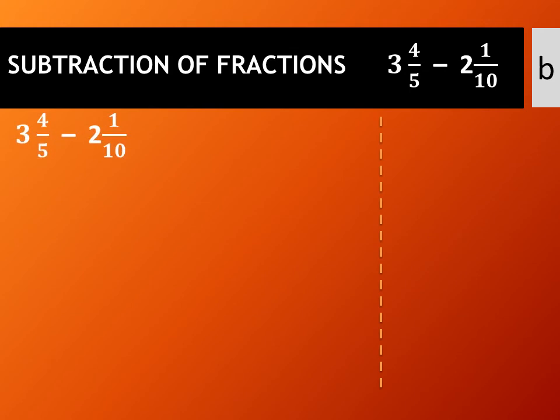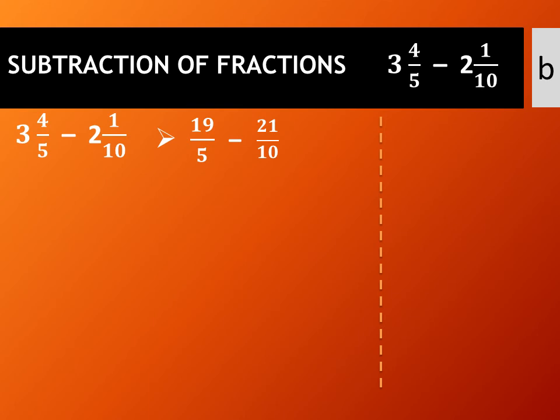3 4 upon 5 minus 2 1 upon 10. See, the question is in mixed numbers. So first we convert them into improper fractions. How? Let's see. 5 3s are 15 and 15 plus 4 is 19. So the first fraction is 19 upon 5. Then write the minus sign as it is. 10 2s are 20 and 20 plus 1 is 21. So the second fraction is 21 upon 10.